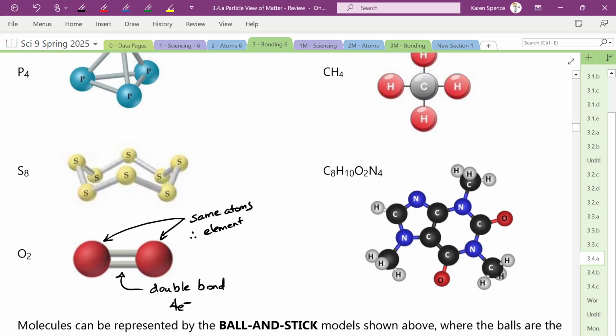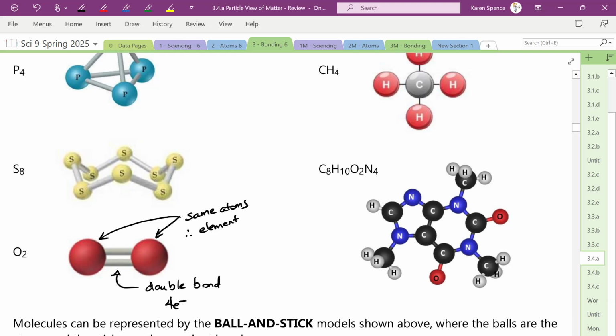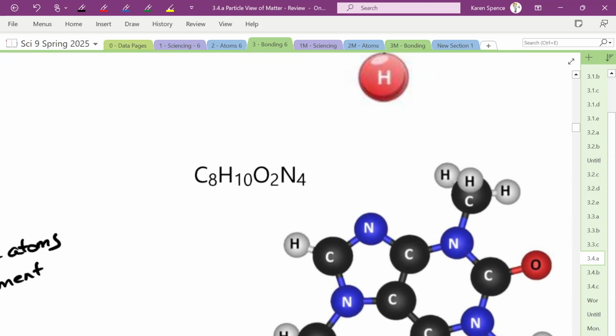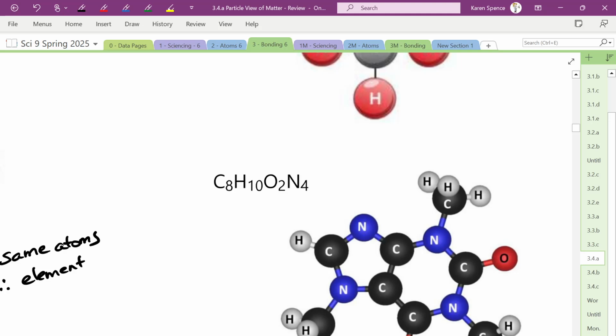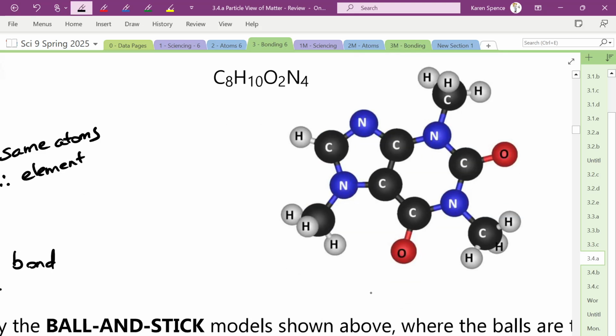Here's a really complicated one. C8H10O2N4. Holy mackerel. How many atoms is that in total? C8H10, that's 18, plus 2 is 20, and then 4 is 24. 24 atoms. This one, I believe, is caffeine. I think that's a caffeine molecule. I could be wrong, but I think that's what it is.